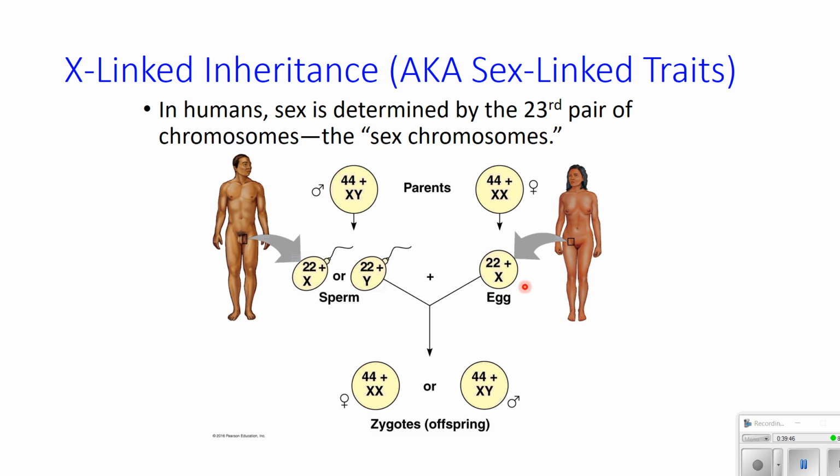Because the egg always carries an X chromosome, 22 autosomes, one copy of X. That's what happens in the egg. But the sperm carries either an X or a Y. So if this sperm fertilizes this egg, it's going to be a girl. But if this sperm fertilizes the egg, it's going to be a boy. Okay? So XY for boy, XX for girl. That's how sex is determined.